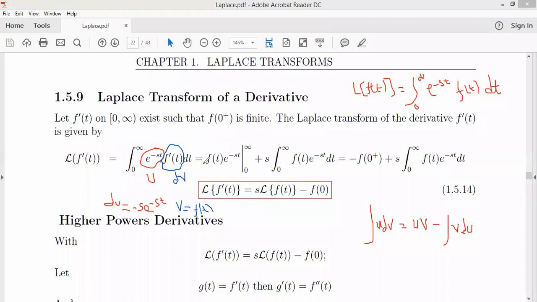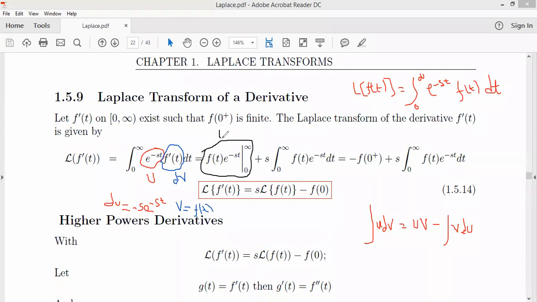We have u, that is u. Let me first put it here for completeness. Otherwise, if I'm looking for u and v, okay, that's fine. For uv, I have my u, which is e to the minus st. Then v is f(t). I was making a mistake in the interpretation of this. So uv is this term here. My uv is this term here.